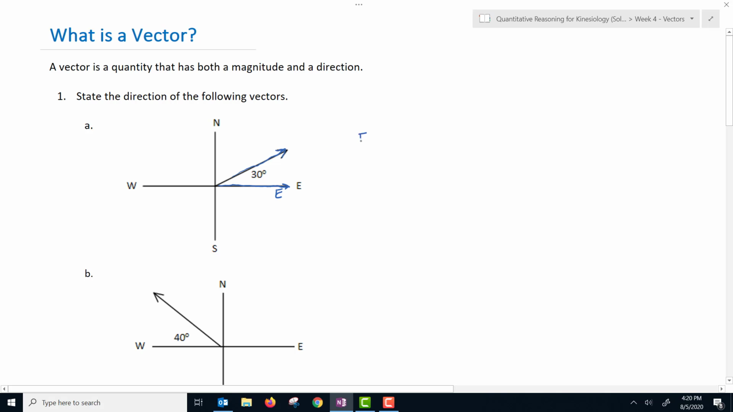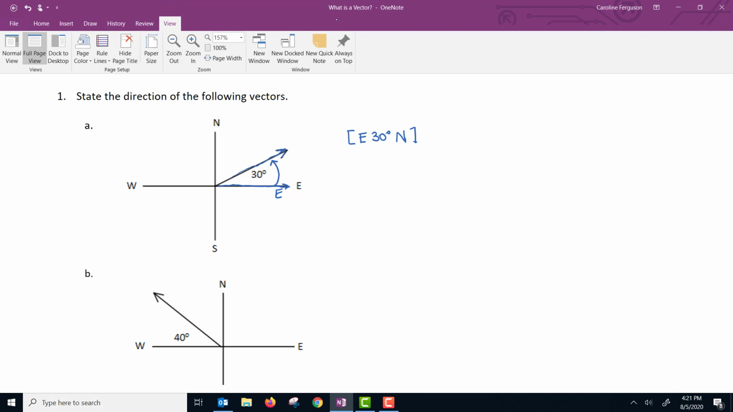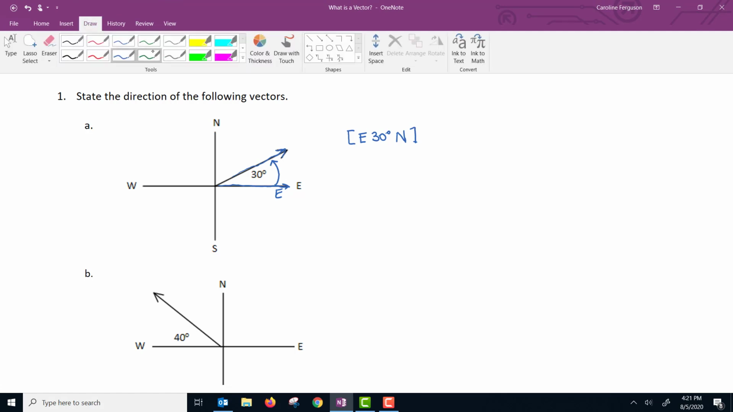So I'm going to write east. And then from east, we're going 30 degrees towards the north. So that's one way we can say the direction of this vector. We can do it a different way as well if we wanted to. I'll just change the color so it doesn't get too confusing.